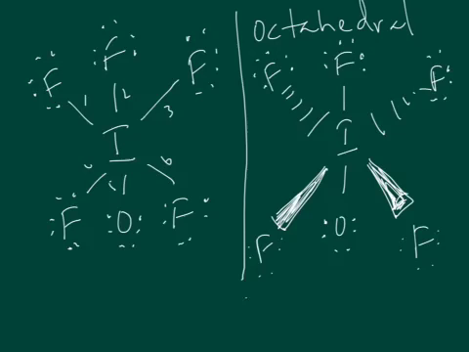So, and all angles would be 90 degrees. You can see there are no lone pairs, and this is symmetrical, so the angles would be 90 degrees.